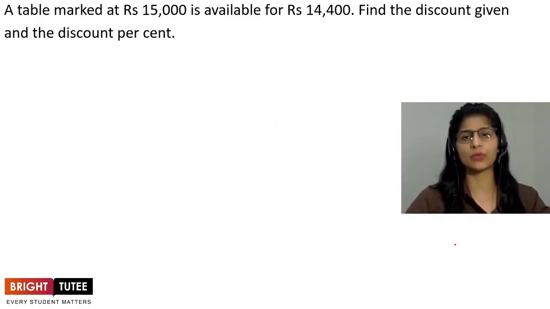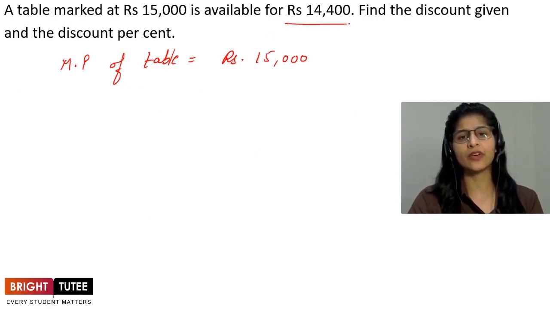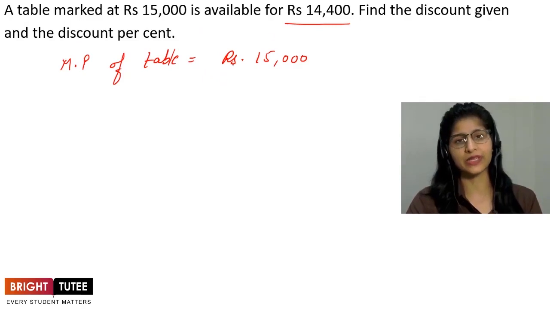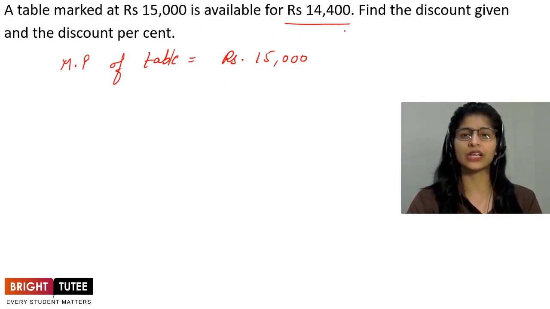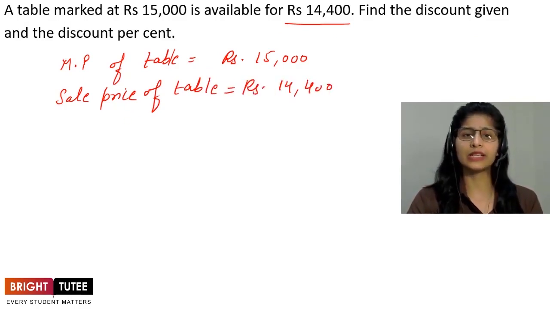Just to see, here is one more question. A table marked at rupees 15,000. So marked price of table is how much? It is rupees 15,000. Right, and it is available for 14,400, right? Find the discount given and discount percent. So for sale it is available at 14,400. So we will write sale price of table is equal to rupees 14,400.